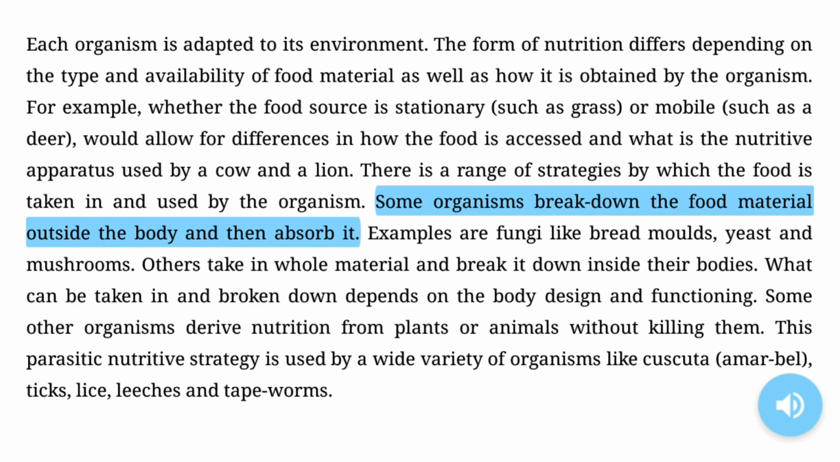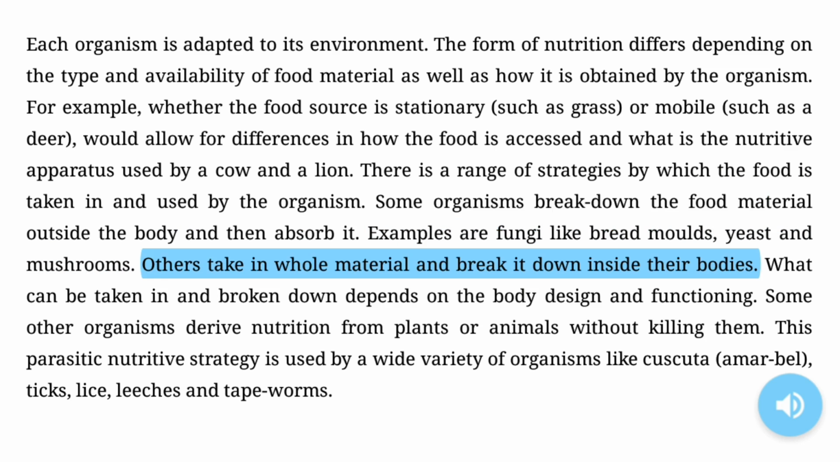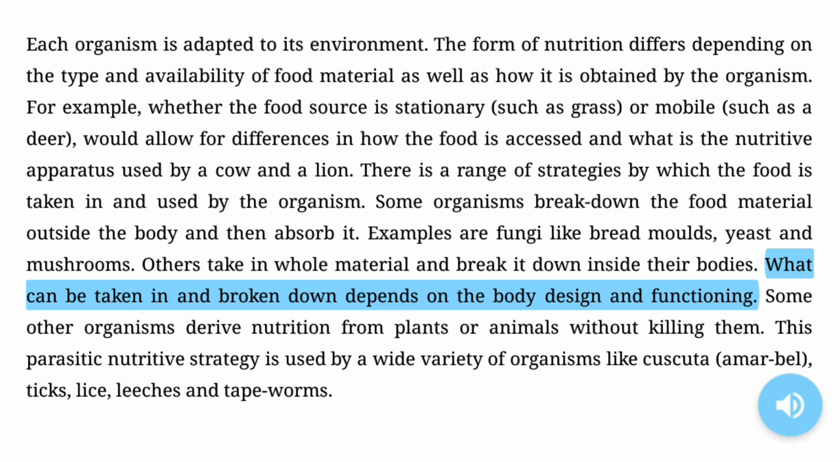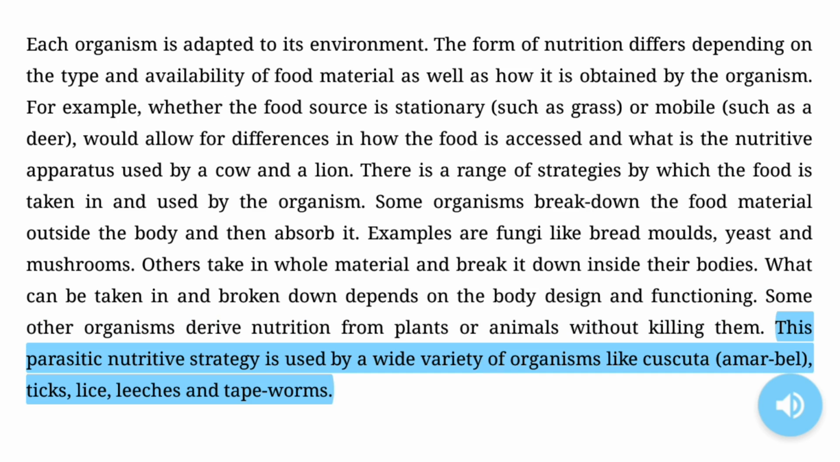There is a range of strategies by which the food is taken in and used by the organism. Some organisms break down the food material outside the body and then absorb it. Examples are fungi like bread molds, yeast, and mushrooms. Others take in whole material and break it down inside their bodies. What can be taken in and broken down depends on the body design and functioning. Some other organisms derive nutrition from plants or animals without killing them. This parasitic nutritive strategy is used by a wide variety of organisms like cuscuta, amarbel, ticks, lice, leeches, and tapeworms.